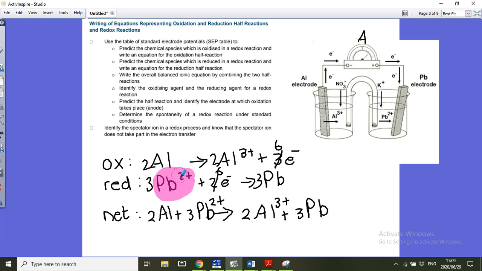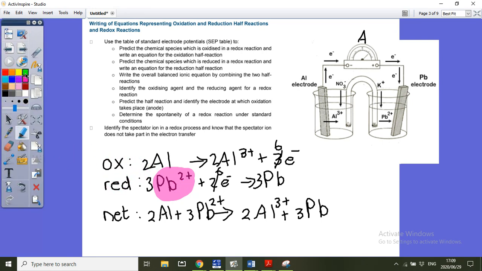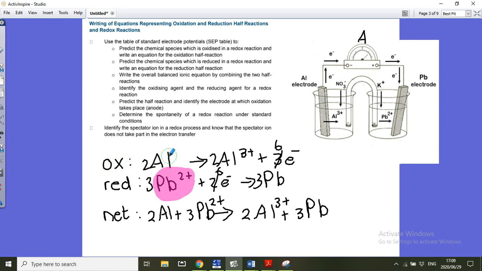The lead ions will be my oxidizing agent because my oxidizing agent is reduced. We could look at my reducing agent that is oxidized. So aluminium is my reducing agent because it is oxidized. Please don't talk about the product. Your oxidizing agent and reducing agent must always be your reactants. So there we have that already.